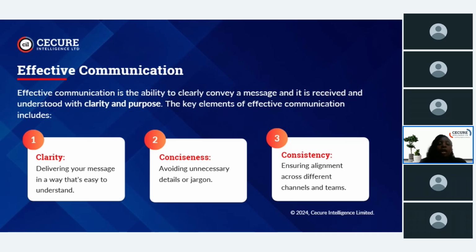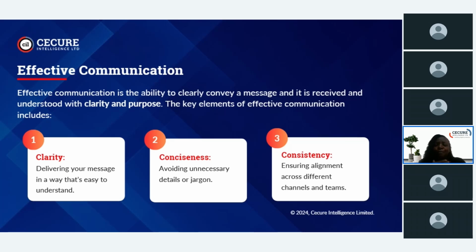There are two words I would like us to take note of, highlighted here in bold: clarity and purpose. For you to say communication is effective, that means the communication is clear, and it has a purpose. The person receiving that information understands the message you're trying to convey. So there should be clarity and there should be purpose when it comes to communication.